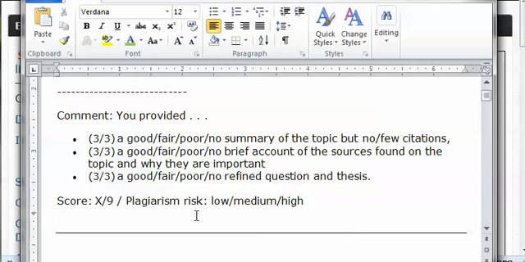And then I told you what the plagiarism risk was to your paper, whether it was low, medium, or high. And this was reflective of the fact that you did or did not put citations into your text.